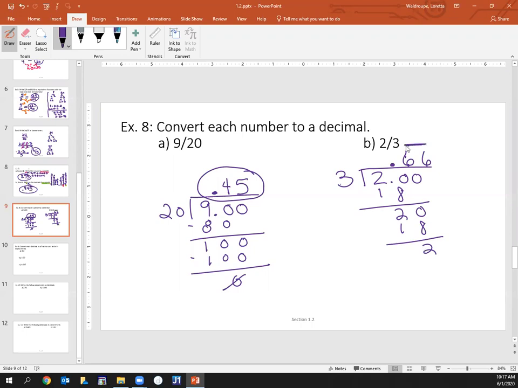Pay attention in my math lab. Do they ask you to round it? And if they do, to what decimal place are you asked to round it?